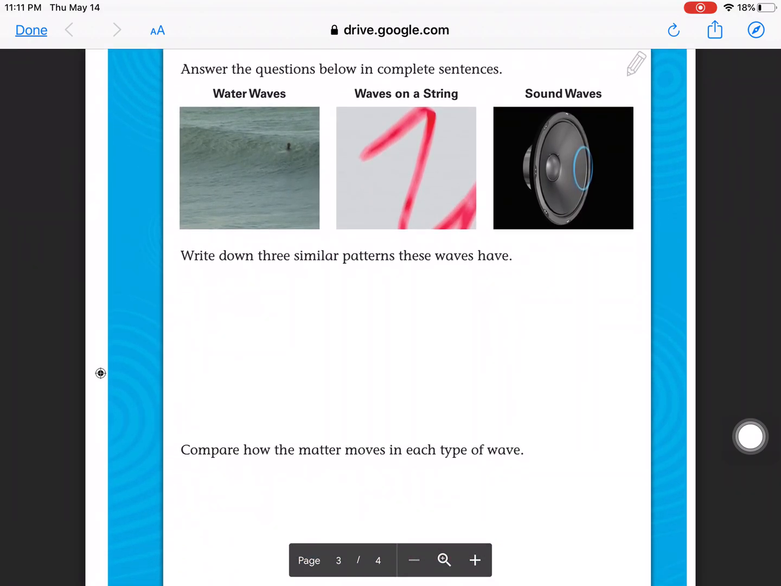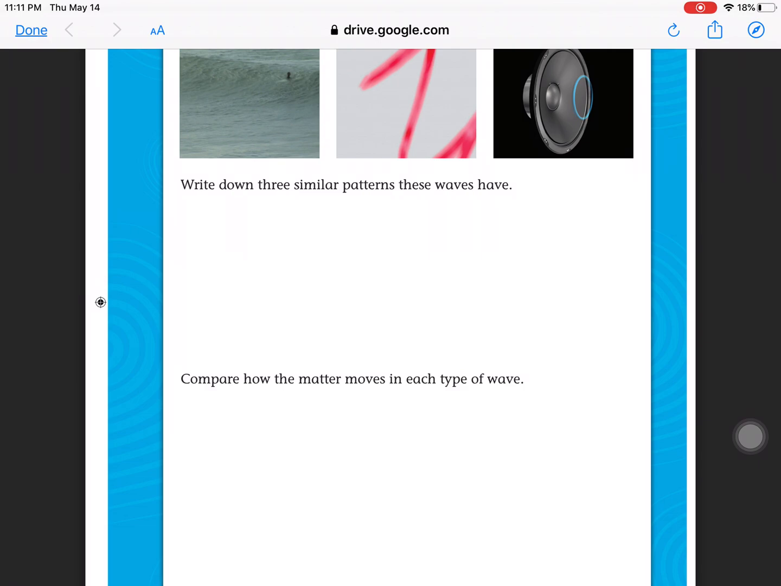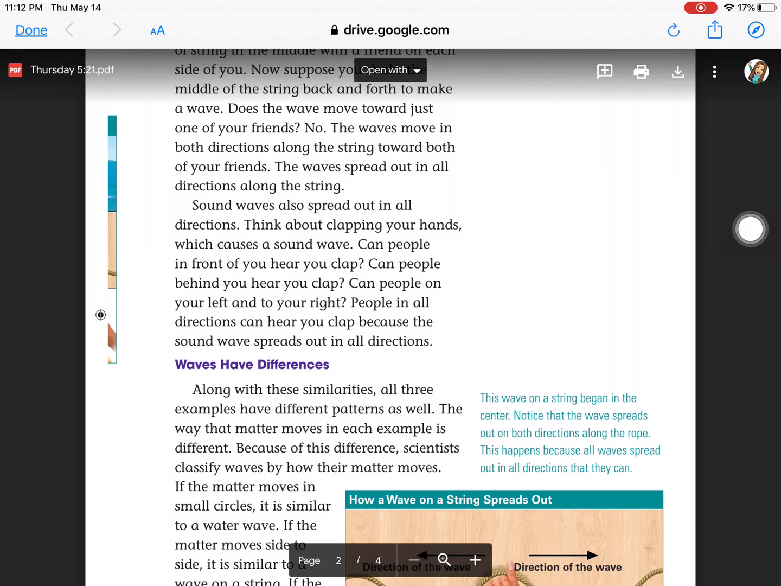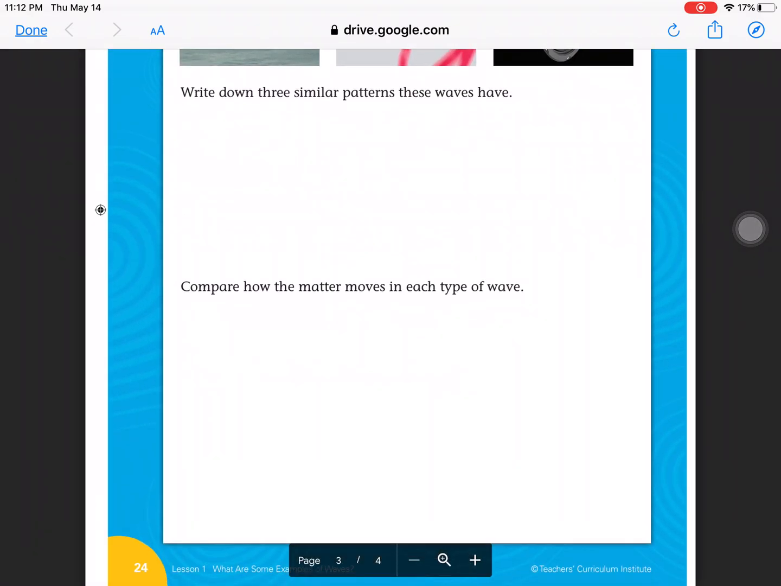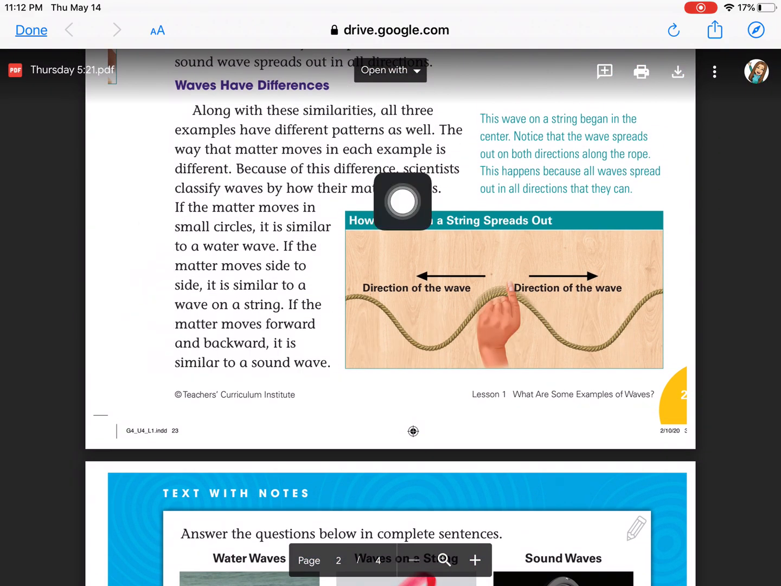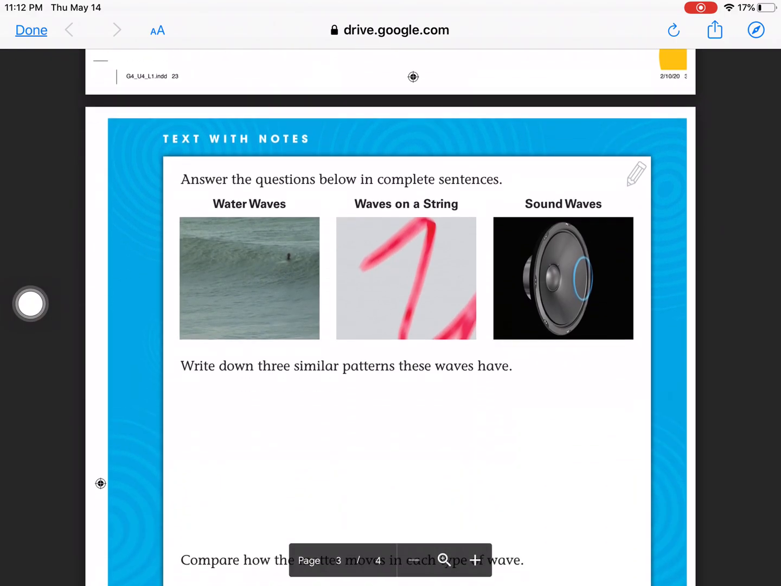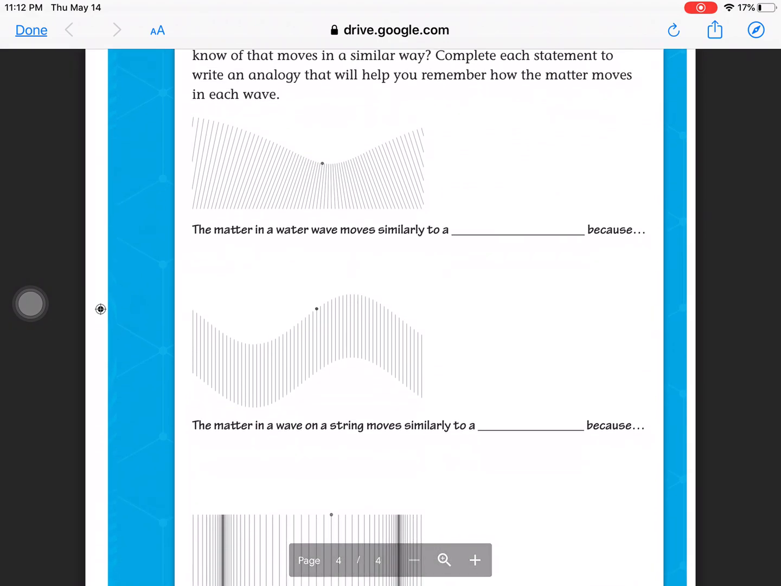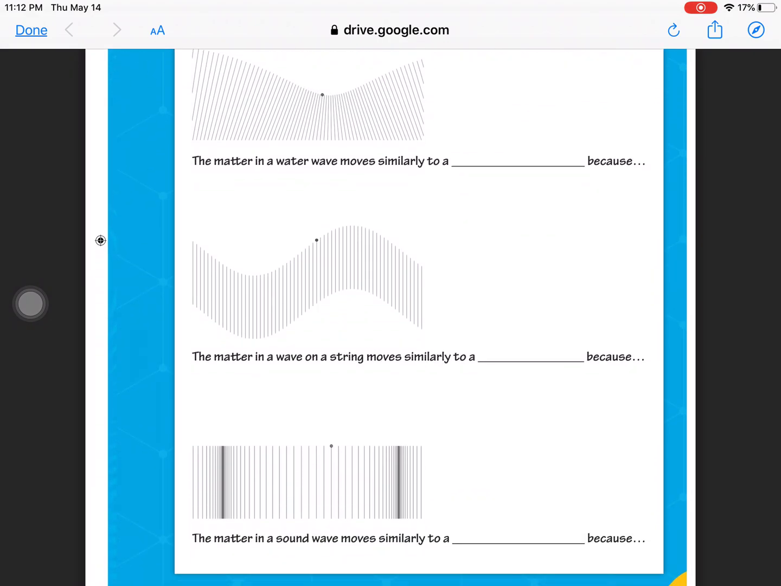So now, using what we just read, you are going to write down the 3 similar patterns these waves have. If you go back to the text, it will tell you the pattern and the similarities. Then you're going to compare how the matter moves in each type of wave. So here it tells us how the matter moves in each type of wave, how they classify the type of wave. Then you will go back to how they classify each type of wave and find something that moves similarly.